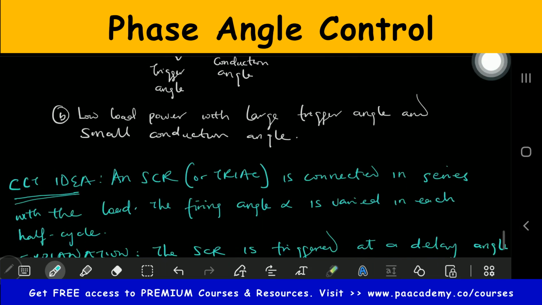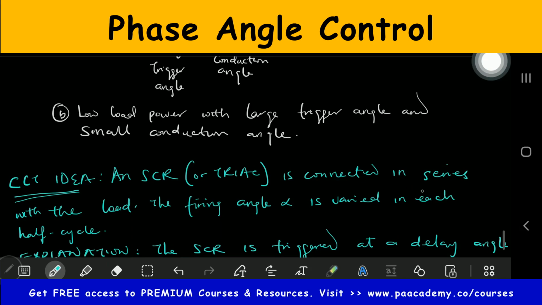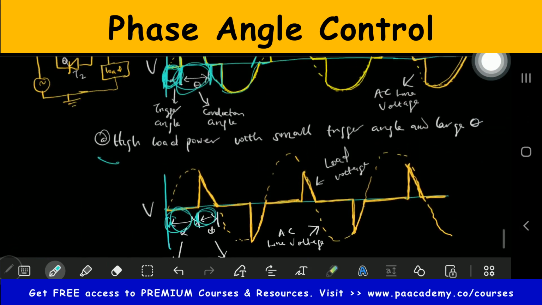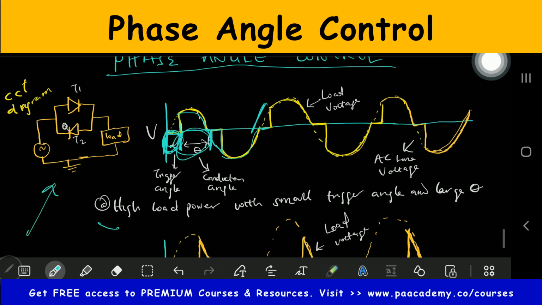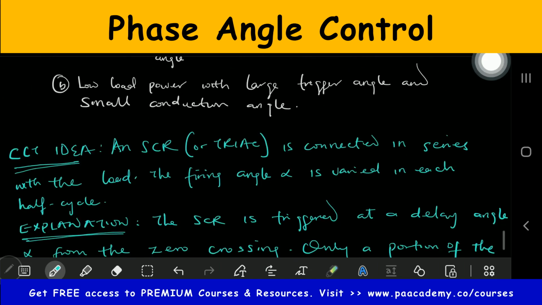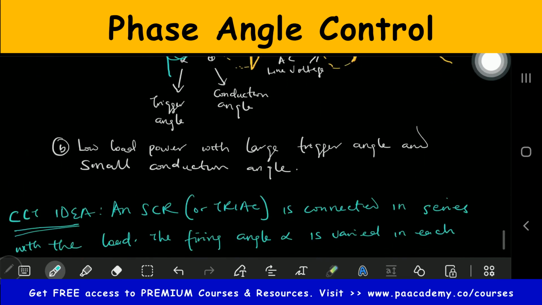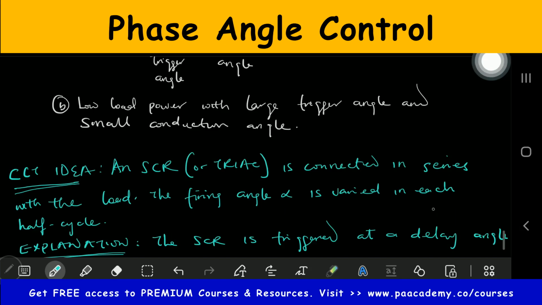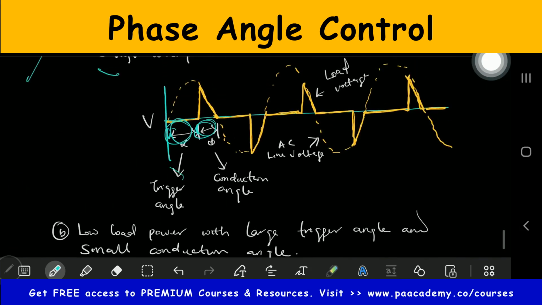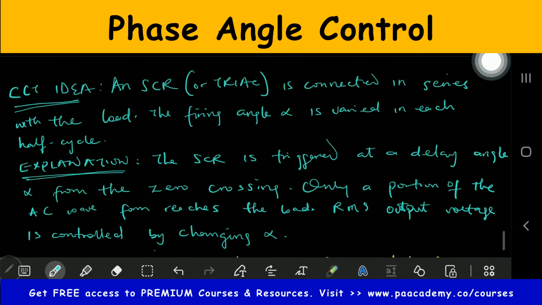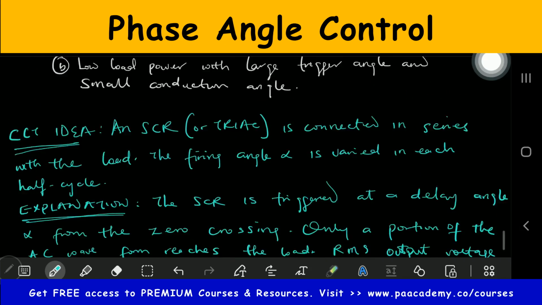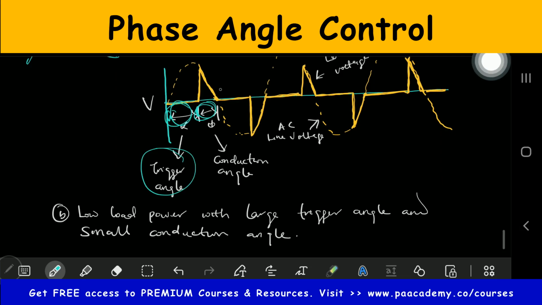The circuit idea is that an SCR or triac is connected in series with the load. That's talking from the circuit diagram right here. The firing angle is varied in each half cycle. You can see here they use the word firing angle, which is the same as the trigger angle, and if you look at it, at each side it is being varied.